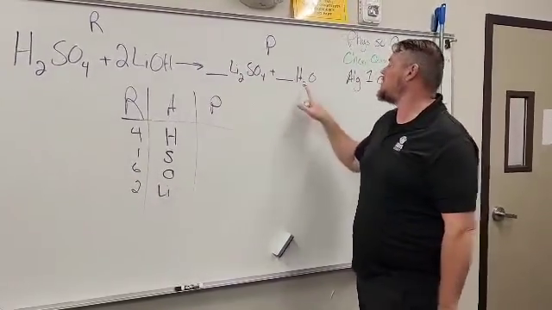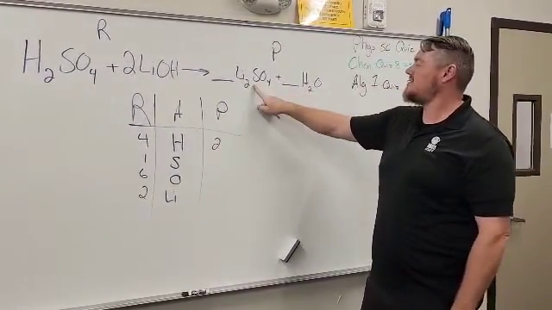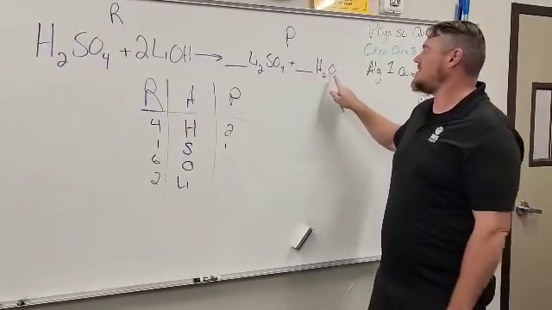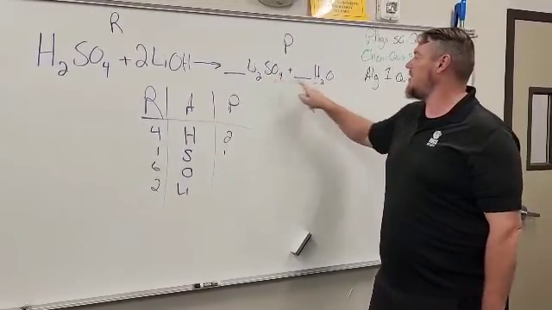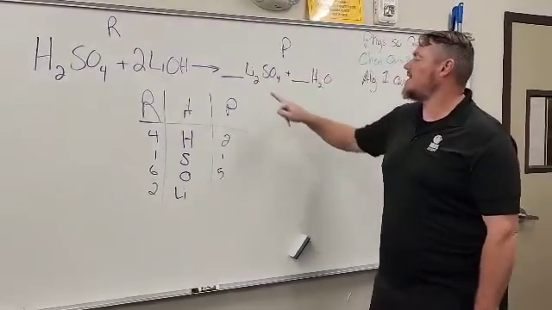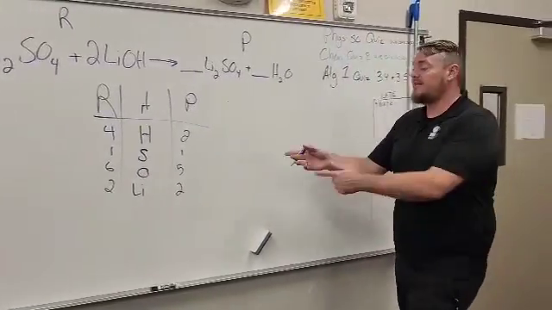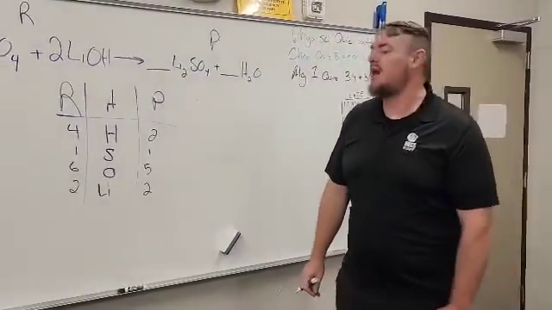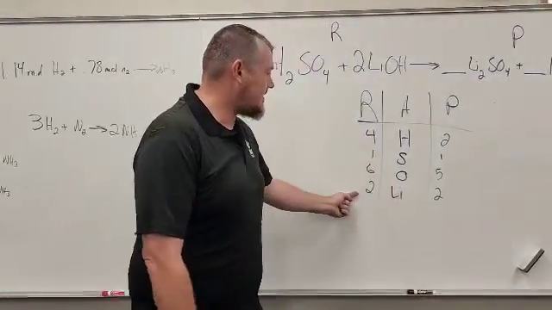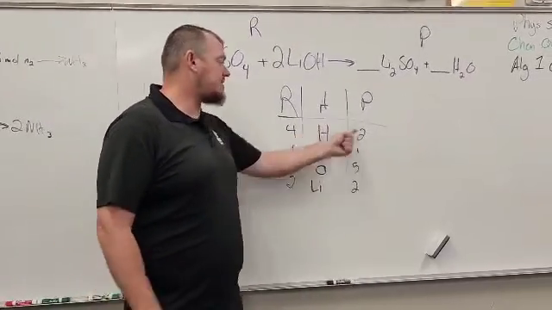How many hydrogens? 2 of them. How many sulfurs? 1. How many oxygens? 4 plus? 4 plus 1. 1, which is what? 5. And then finally our lithiums. 2. Now, if we look at this table, we know for sure that we are not balanced. The reason we're not balanced is because we have different numbers on this side to this side. We will know we are balanced when these numbers match these numbers.